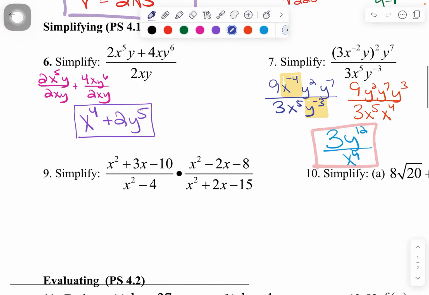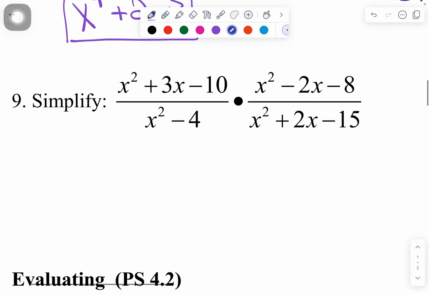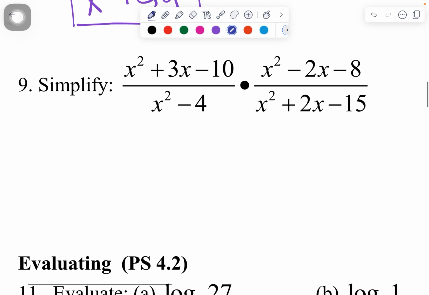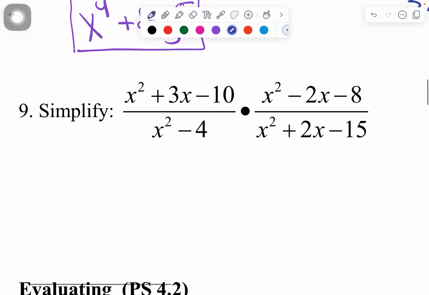Moving right along. Ooh, this is honestly one of my favorites because basically you just need to factor and then see what can cancel out. So, x squared plus 3x minus 10. I'm going to go ahead and put these above the pieces that I'm factoring here. So let's see, we're going to split the x. I'm going to split 10 using 5 and 2 to make a positive 3. We'll make the 5 positive, 2 negative.